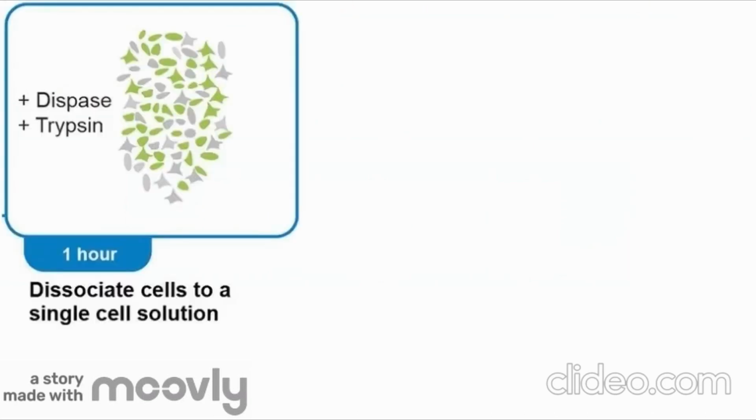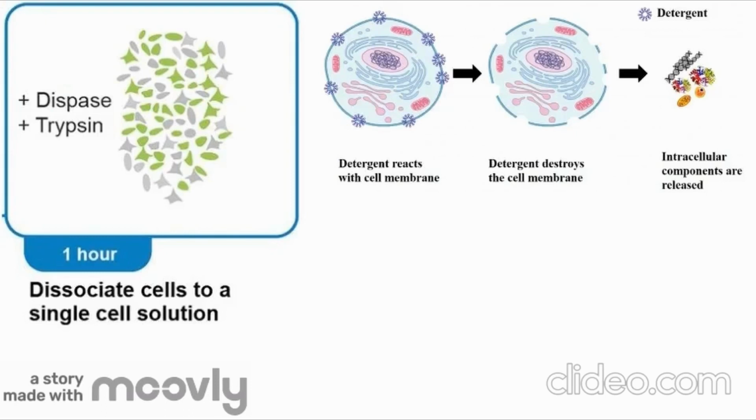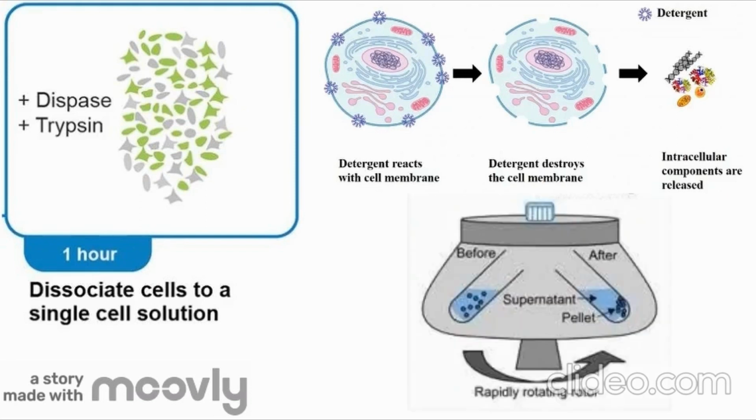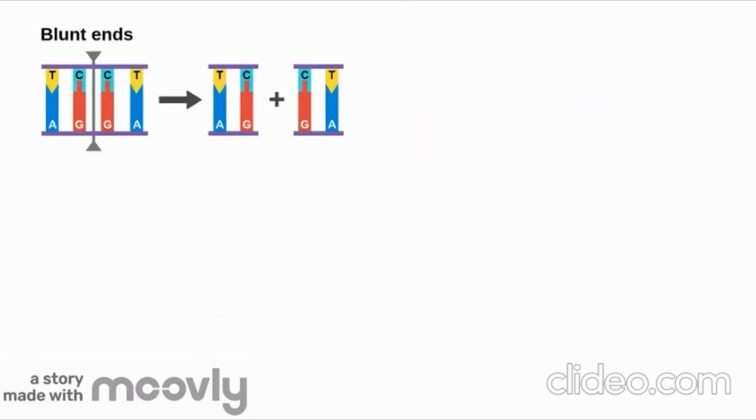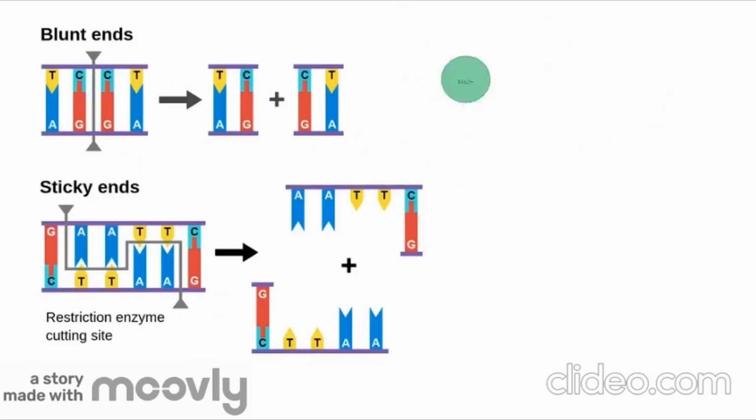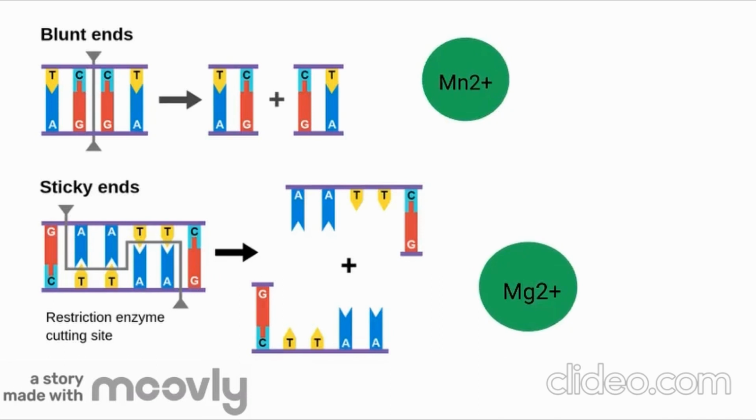DNase Seq first requires the dissociation of tissue or cultured cells into single cells using enzymes, immediately followed by nuclei isolation using detergents to break open the cell membrane and permeabilize the nuclei, and finally centrifugation to collect the organelles. The chromatin in the nuclei will then be digested using DNase 1. DNase 1 is an endonuclease that hydrolyzes phosphodiester bonds of the DNA backbone. Once the double-stranded DNA has been cleaved, blunt ends or sticky ends will be produced, depending on whether manganese or magnesium ions are present in the digestion buffer.